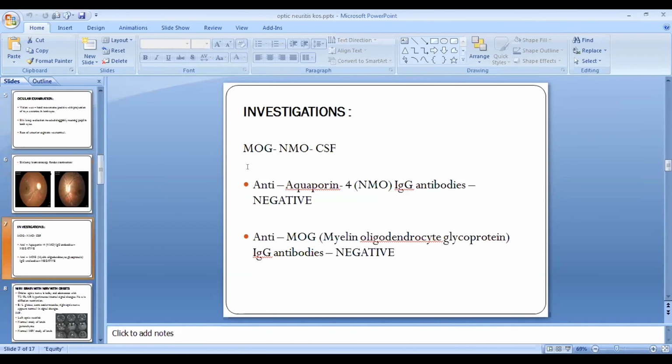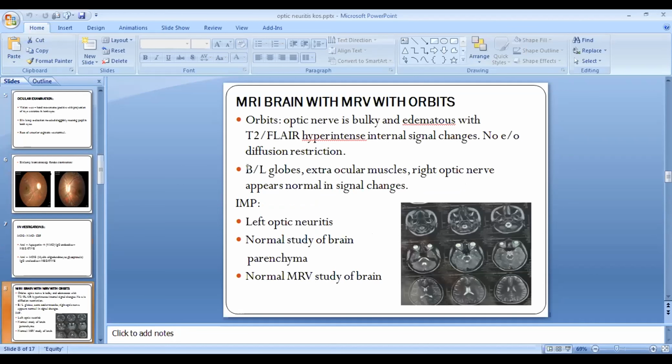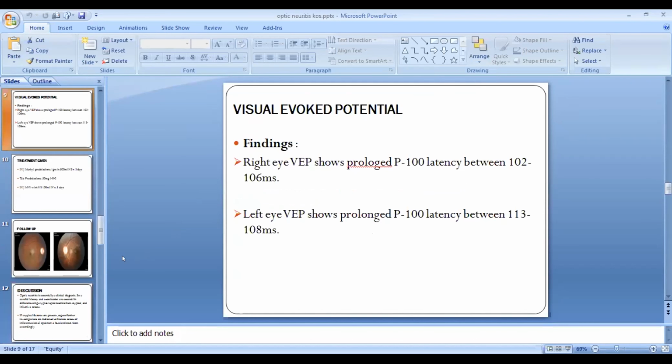Next, coming to the investigations, anti-aquaporin 4 IgG antibodies were negative, and anti-myelin oligodendrocyte glycoprotein antibodies were also negative. MRI brain with MRV with orbits was done, and the impression was left optic neuritis, normal study of the brain parenchyma, and normal MRV study of the brain. A visual evoked potential was done, and it showed prolonged P100 latency in both the eyes.